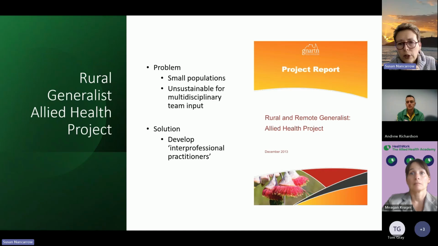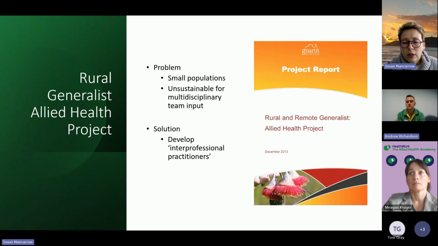The problem that they were trying to solve there was in smaller communities, say a population of 2,000, there just isn't the population to sustain one individual allied health practitioner. One OT couldn't sustain an appropriate business model in a population of 2,000, let alone a multidisciplinary team, which we know we need.